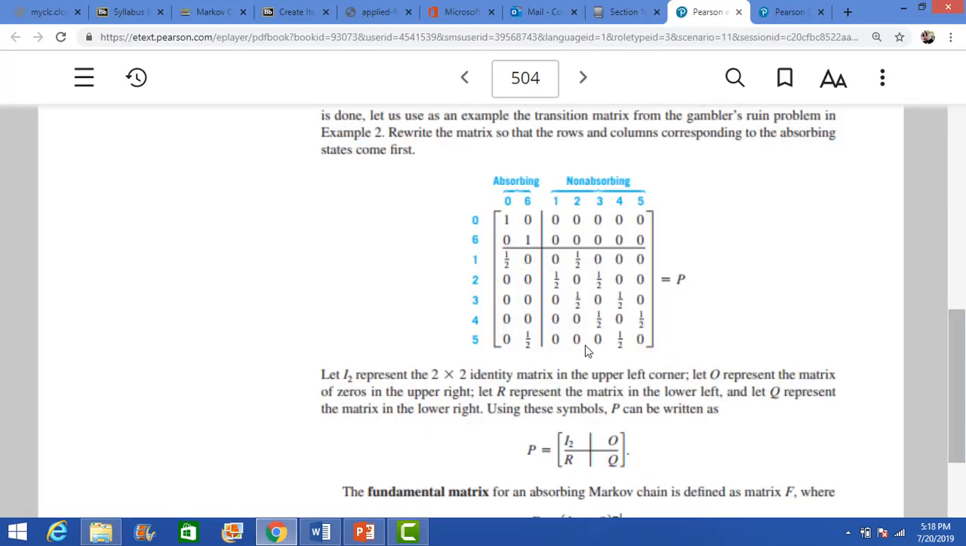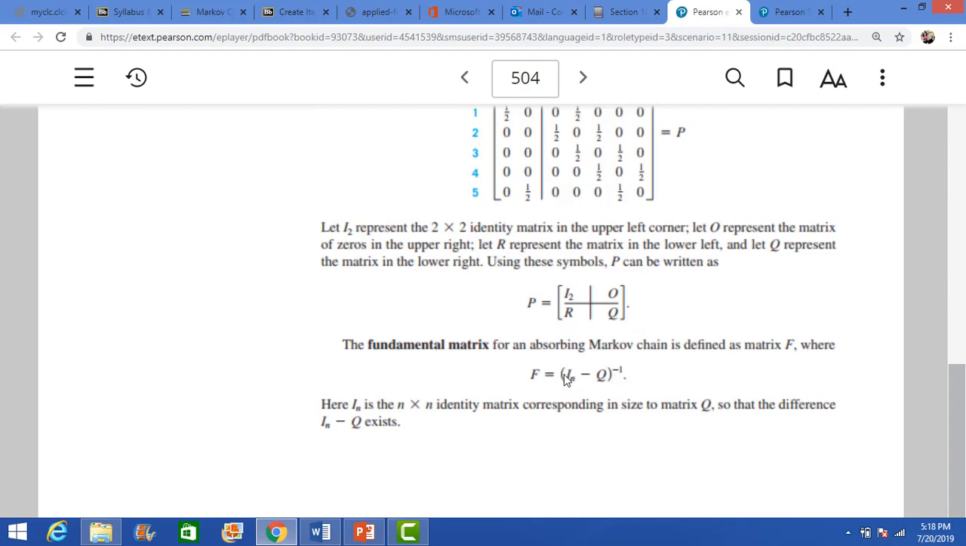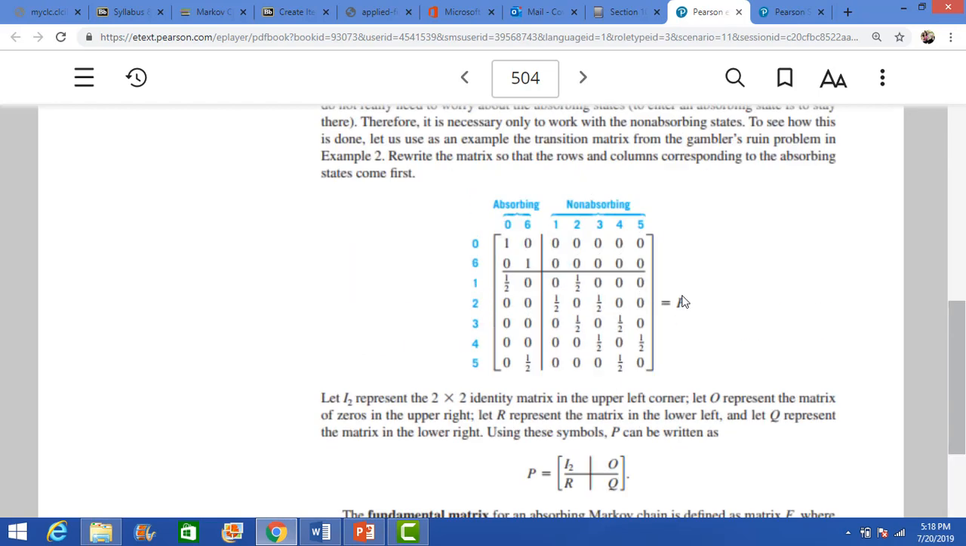So here's the setup. We can break this up into the 4 quadrants. This is our identity matrix. This is the matrix of zeros. This is going to be our R matrix, and this is our Q matrix, just like down here. So we're going to take this minus this.